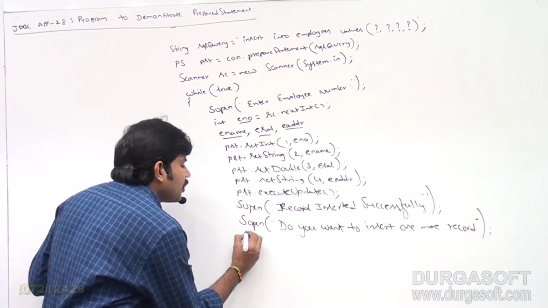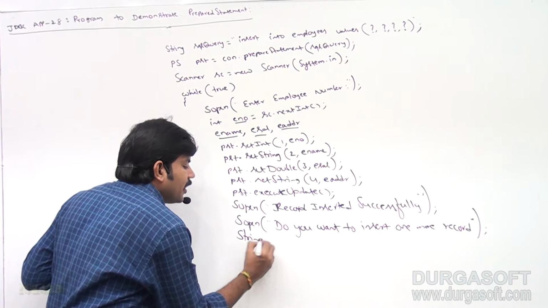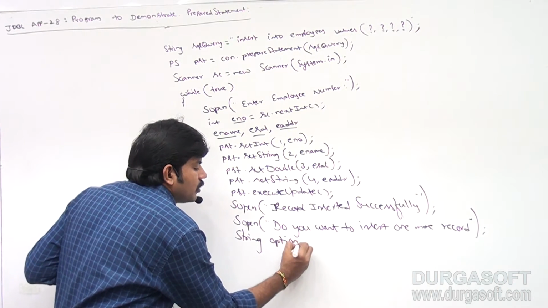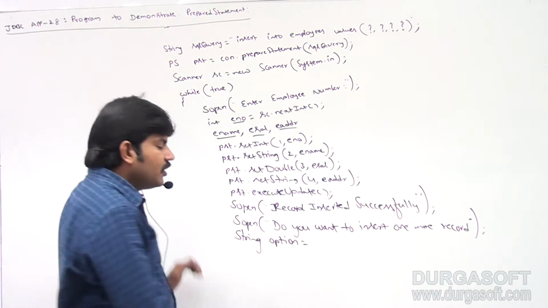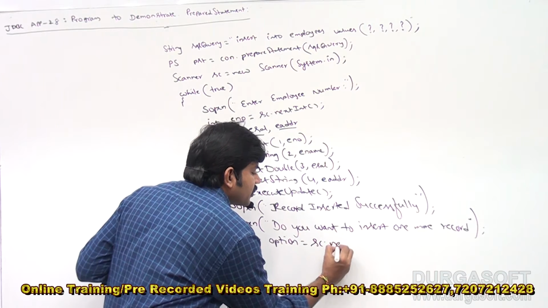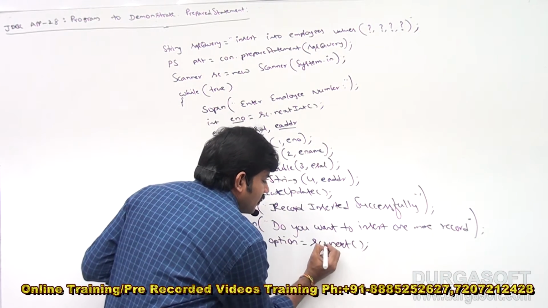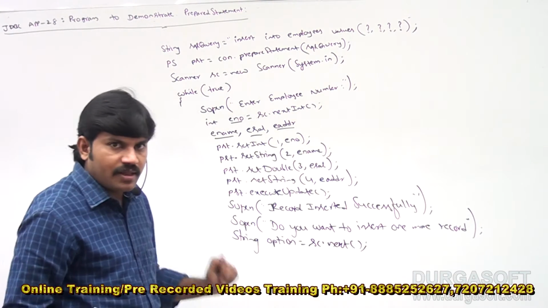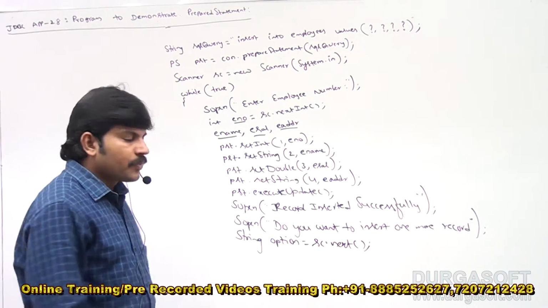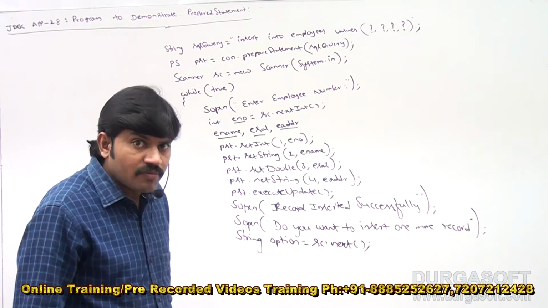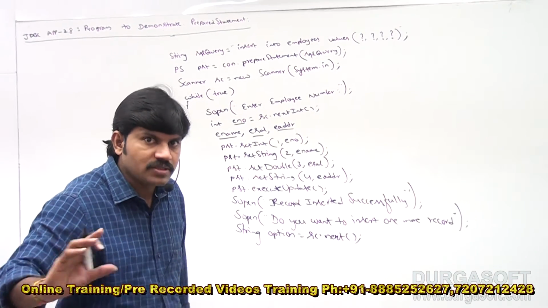Sir, now read that option. String option = sc.next(). I read the option. What is the option entered by the end user? Sir, I'm asking, do you want to insert one more record? Yes or no?